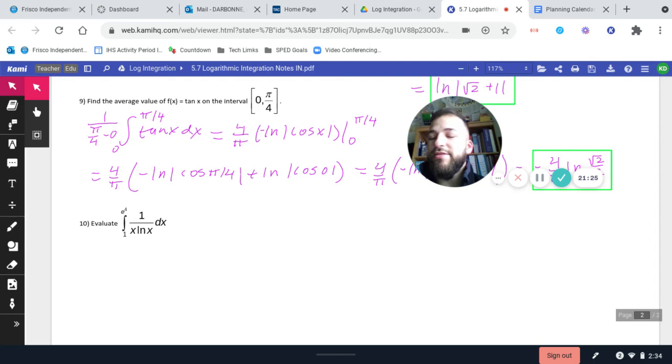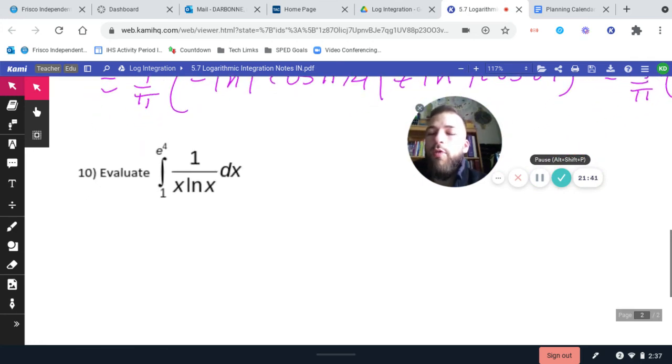Okay, so right off the bat, we have 1 over x natural log of x. It doesn't necessarily look like a u sub, but it looks like a u prime over u. It looks like a natural log integral right off the bat. So we kind of have to think about what we're going to take as our u.